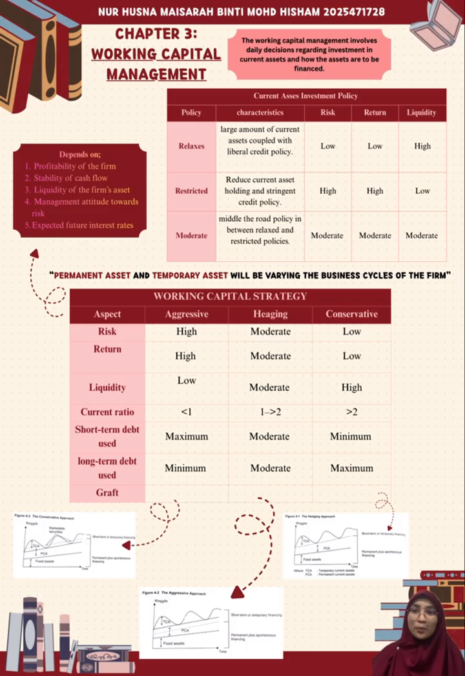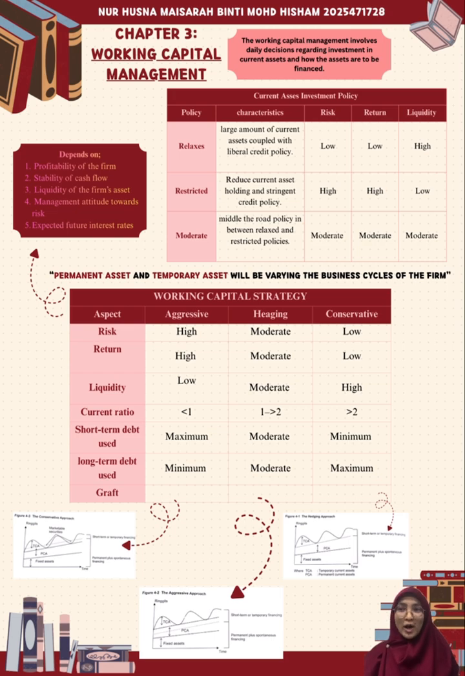Let's start with the hedging approach. Based on the graph, the hedging approach matches the financing maturity of asset and liability, where the firm uses temporary financing to finance temporary current asset and permanent financing for permanent asset. So the firm would finance fixed and permanent current asset with long-term debt, while the fluctuating current asset is to be financed with short-term debt. As a result, this approach has no need for an emergency fund and has a moderate risk and return.